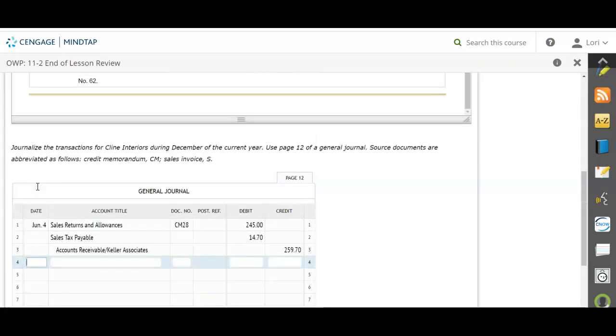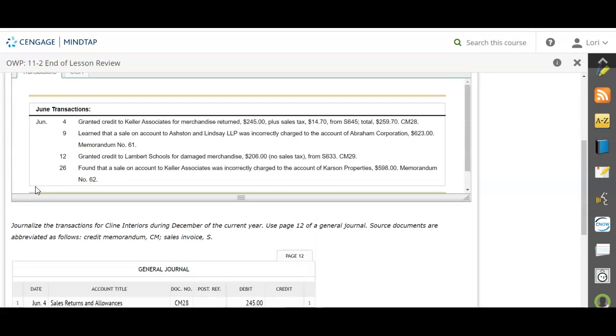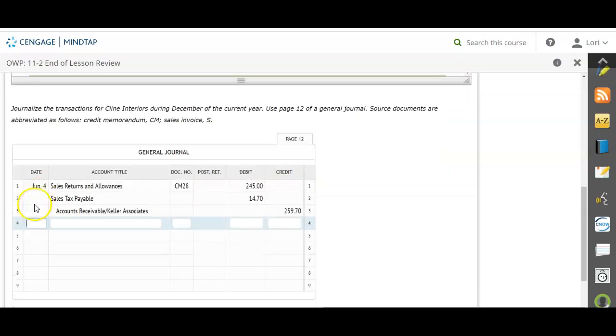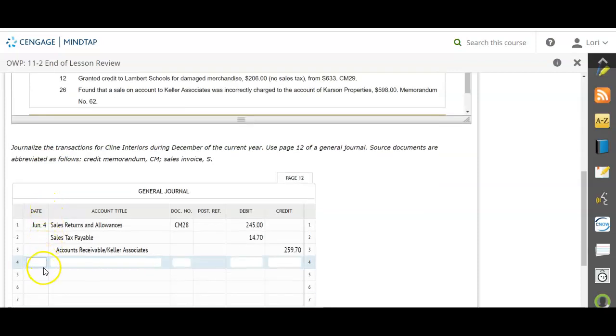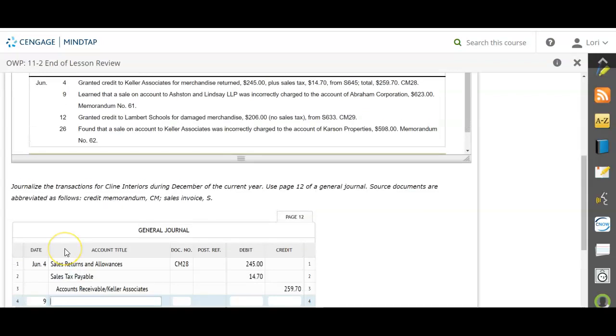The second one, this is a mistake that was made. We learned that the sale on account to Ashton and Lindsay LLP was incorrectly charged to the account of Abraham Corporation. So we made a mistake where we put things, so we need to switch it around. We need to put it where it belongs and take it out of the one that was incorrect. So we need to put it where it belongs on the 9th. Okay, and it belongs in Ashton and Lindsay LLP.